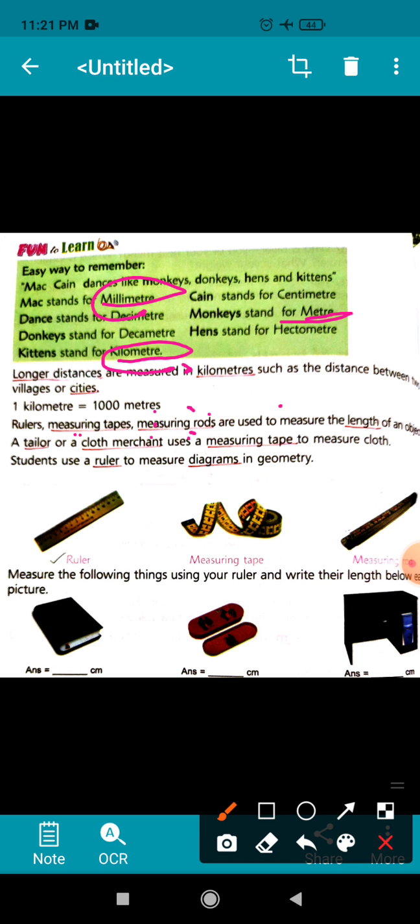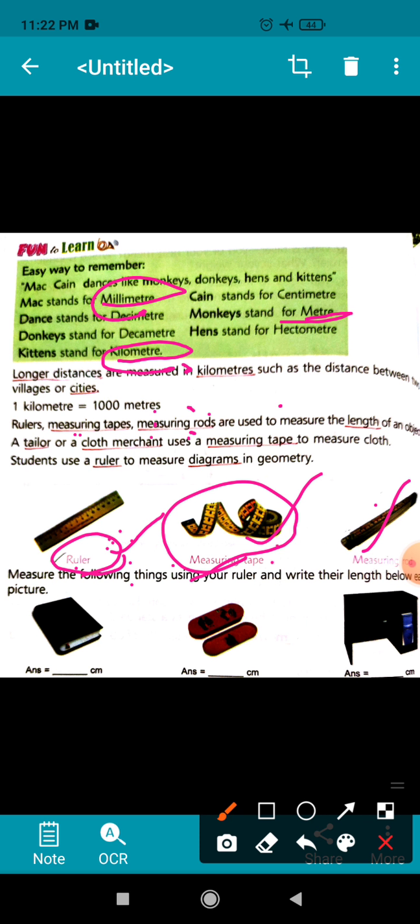children, here you can see some objects that are used to measure length, and you must have seen these objects in different places. You must have seen this ruler in your geometry box, and you use this to measure the length of a line.